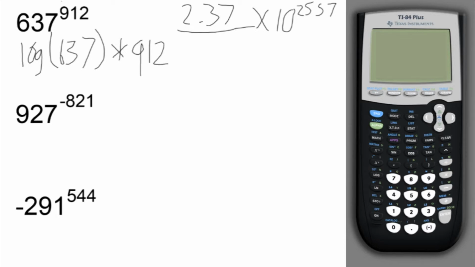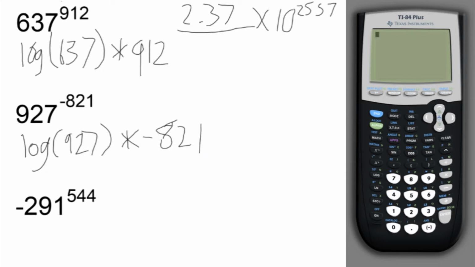Now for this next problem, the only difference is that the exponent is negative. So our problem is 927 to the power of negative 821. So again, we're going to rewrite this in the form of log. So log of 927 times negative 821. Now we can just go over to our calculator and type this in. Log of 927 times negative 821.